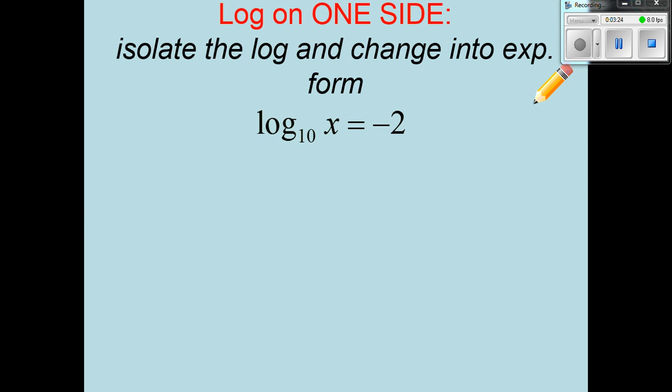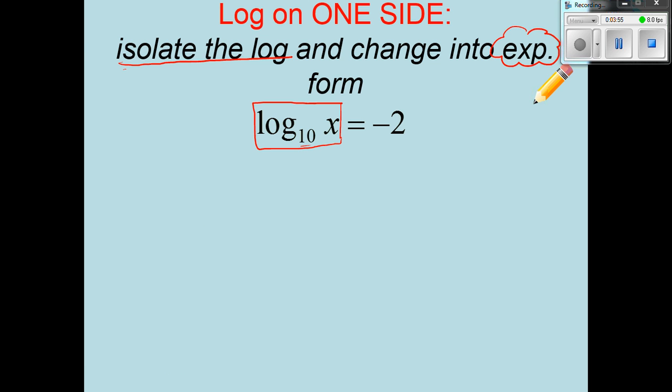What if we have logs on one side? What we're going to do is make sure that our log is isolated, and then we're going to change it into exponential form. So how do I know if a log is isolated? I need to see the log, the base, and then what's right after that. It can be in parentheses, and if it's in parentheses, then it is isolated. Everything else around it should be gone.